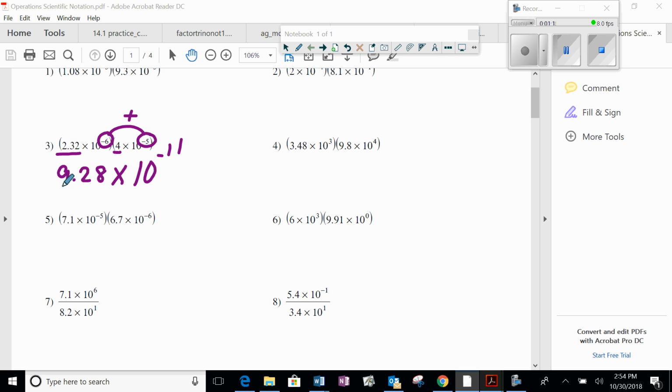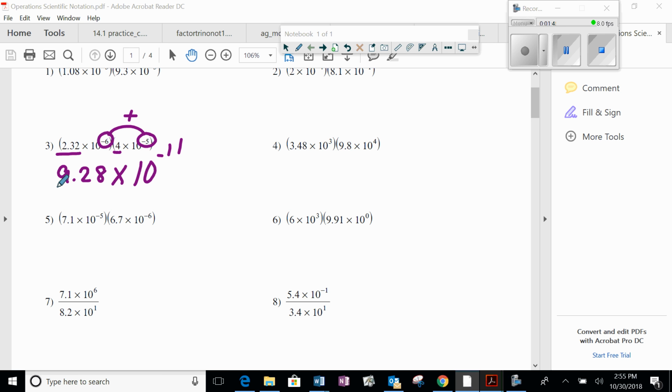Now, so we have 9.28 times 10 to the negative 11th power. Is 9.28 in the proper form? Yes, because it is between 1 and 10. What that means is you cannot have 2 digits in front of the decimal. So as long as it stays to 1 digit, you're good to go.